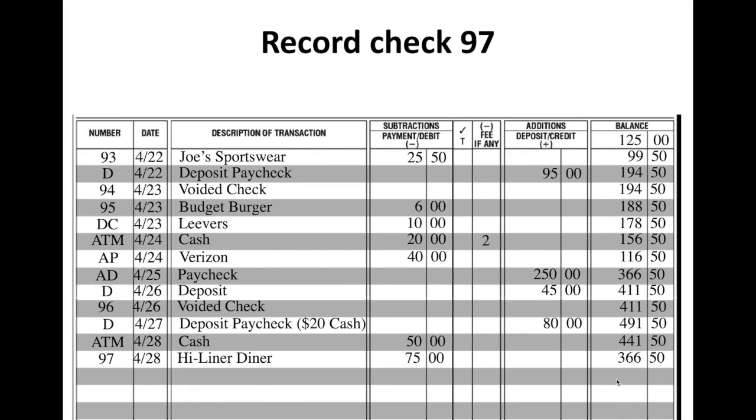That concludes today's lesson. The big thing is to make sure that anytime money goes in or out of your account, you are recording it in your check register. This will allow you to see an up-to-date balance at all times.